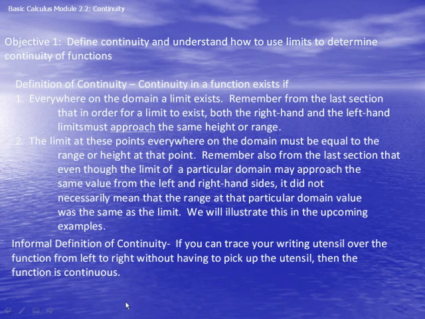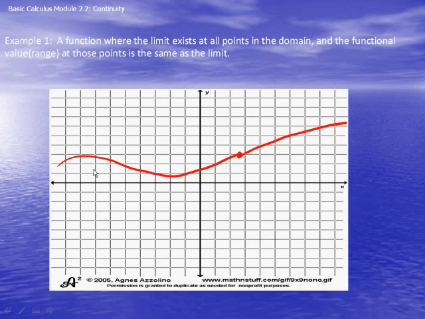The informal definition of continuity: if you can trace your writing utensil over the function from left to right without having to pick up the utensil, then the function is continuous. Example 1. A function where the limit exists at all points in the domain and the functional value, the range, at all those points is the same as the limit. Notice that no matter where on the domain we choose, the limit will exist. In other words, the limit from the left and from the right will go to the same number. So there is no place where the pen or pencil has been picked up.